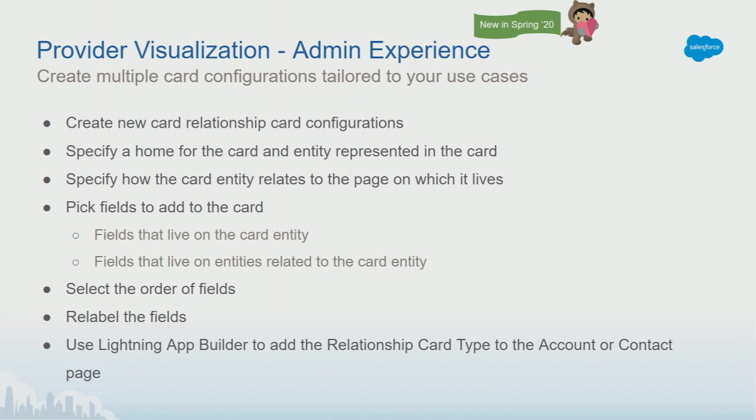And in the provider visualization, the relationship cards, what we have introduced is an ability to define your own card configurations. So in Winter 20, there were 4 out-of-the-box cards that you could use on your account or contact page, but now you can completely define your own card type. You can say on which object that card is going to live, what is that card actually going to show, what are the different fields that you want to show on the card, and you can relabel the fields. So extensive configurability of this feature that we first introduced in the Winter 20 release. So now I'm going to again do a quick demo of that.